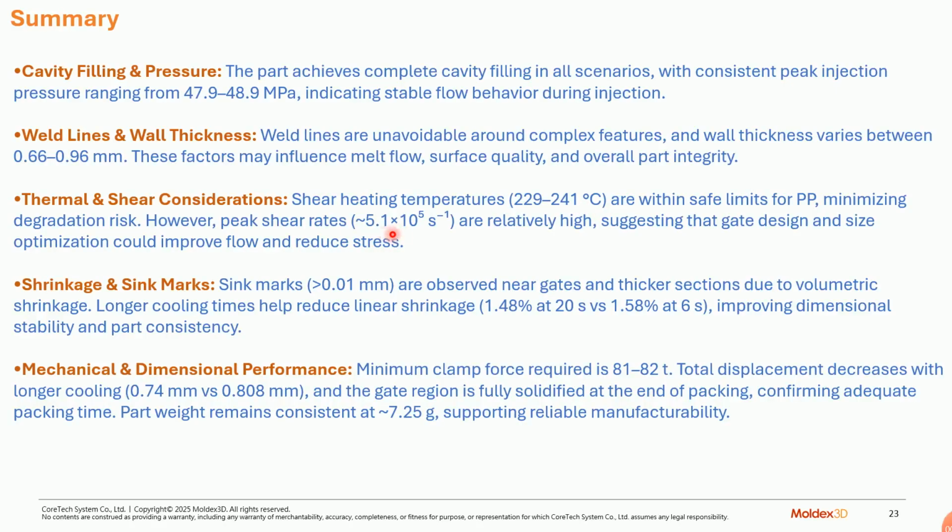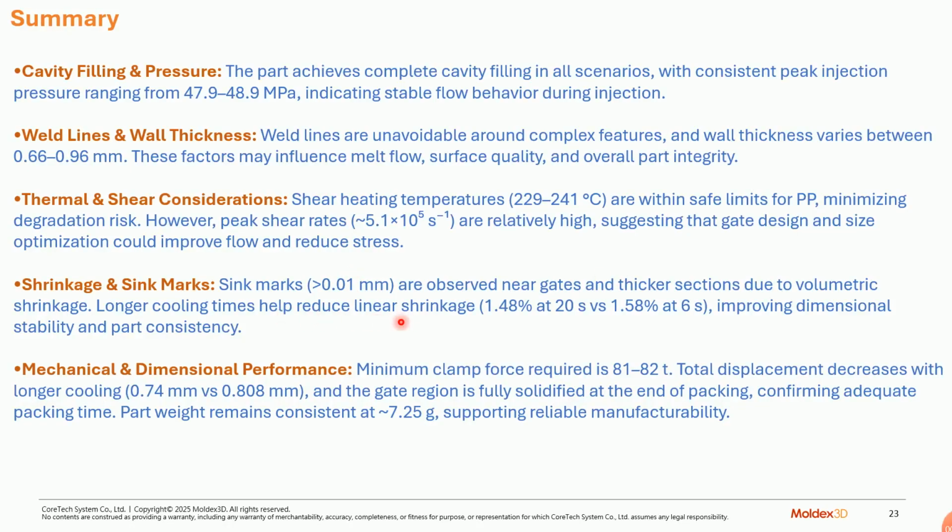Further, while studying the shear rate, we have predicted 5.1 e power 5 as the shear rate. Of course, this is slightly higher for polypropylene material. It happened due to the gate design. If required, the customer has to rework the gate design. And while checking the sink mark possibility, the gate location may experience a slightly higher sink mark, with a sink mark depth of around 0.01 millimeter.